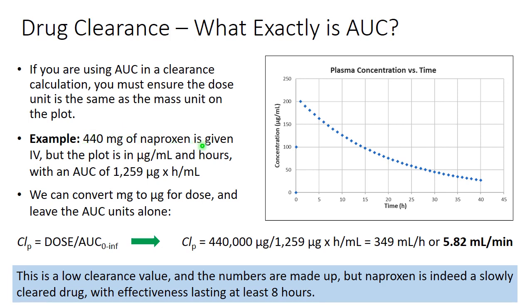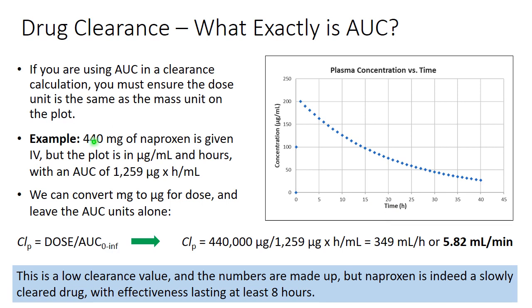But 440 milligrams of naproxen is given IV, but the plot is in micrograms per milliliter in hours, with an AUC of 1259 micrograms times hour per milliliter. So we could convert milligrams to micrograms for dose and then leave the AUC units alone, as I mentioned. So you see this, right? This is micrograms per milliliter. Okay, this is hours, but our dose was in milligrams. So how do we do this calculation?